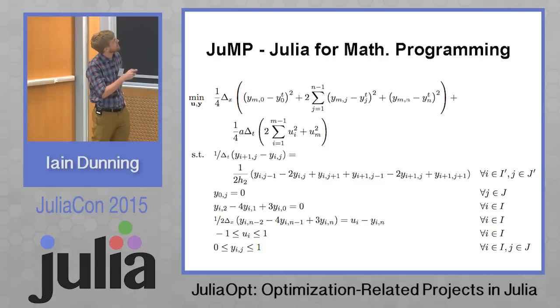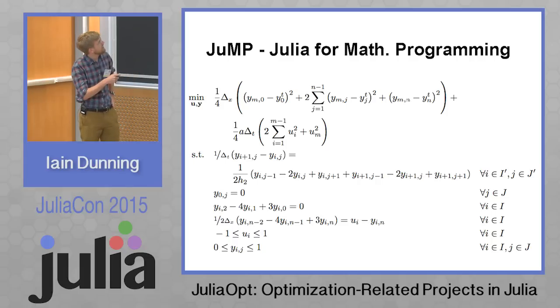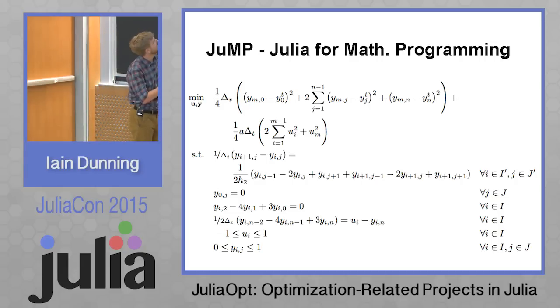So we're trying to minimize this quadratic function. You'll notice that there are multiple variables. Y is a variable, U is a variable. They have indices. The indices start at 0 and go to n, so they don't start at 1. So already we're in kind of interesting territory for Julia.